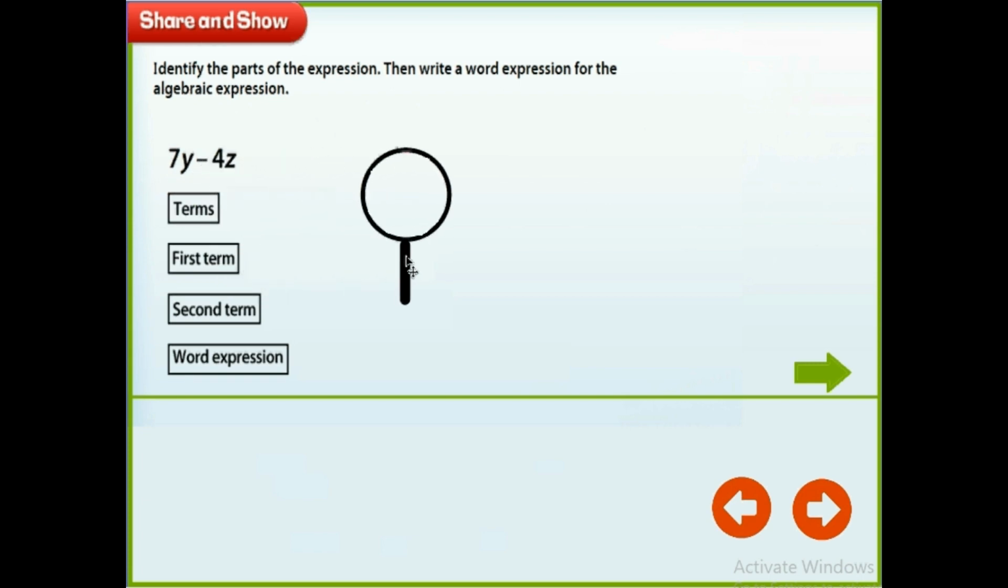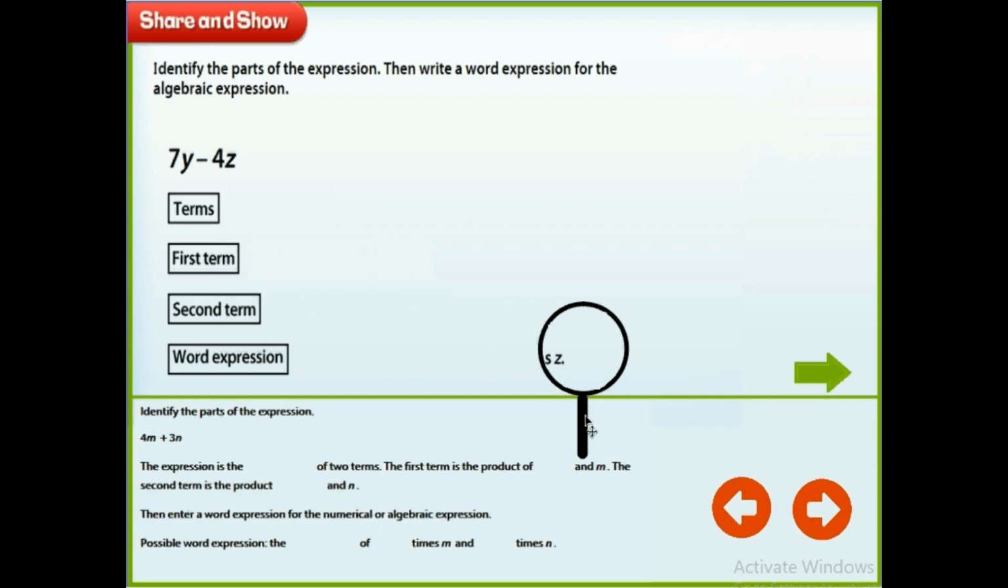The first term of the expression is the product of the coefficient 7 and the variable y. The second term is the product of the coefficient 4 and the variable z. The word expression is the difference of 7 times y and 4 times z.